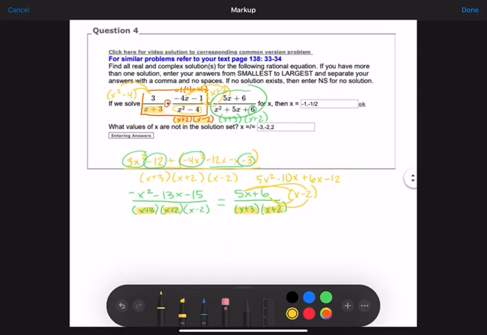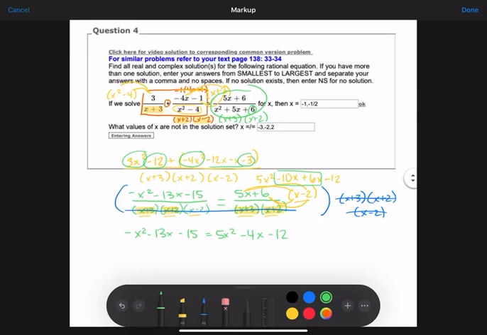Okay, so now that I have x plus 3, x plus 2, x minus 2 on both sides, what I can do is multiply everything by those denominators, and they are just going to completely cancel out. So all I'm going to be left with now are these numerators. So I have negative x squared minus 13x minus 15 equals, and I can go ahead and simplify this, 5x squared, negative 10x plus 6x is negative 4x, and then minus 12.